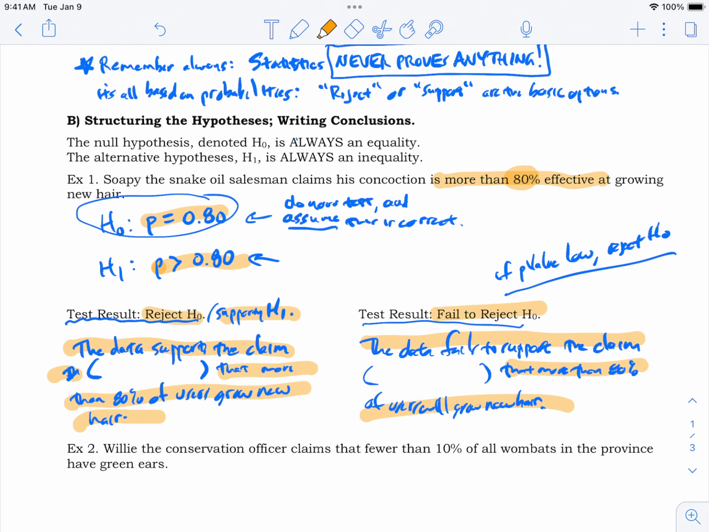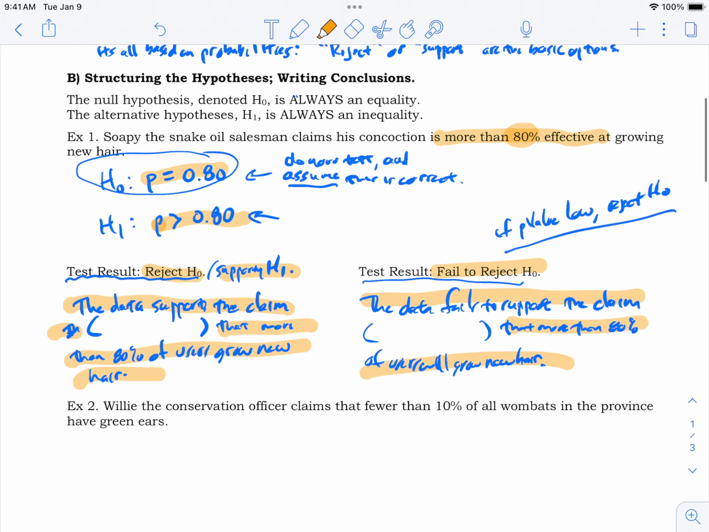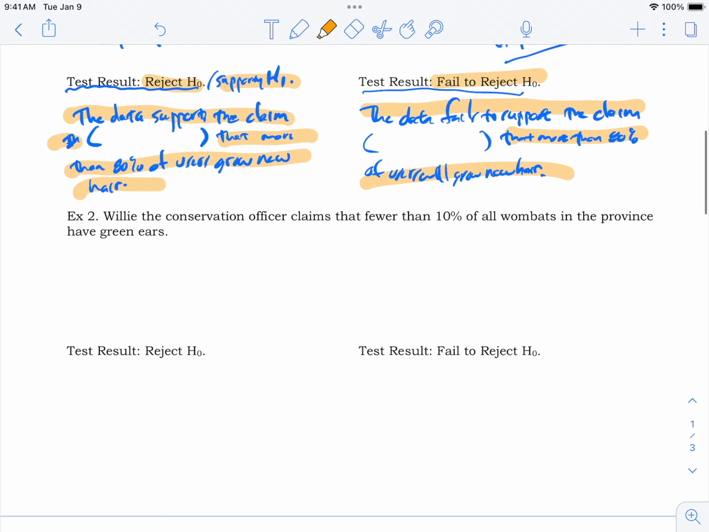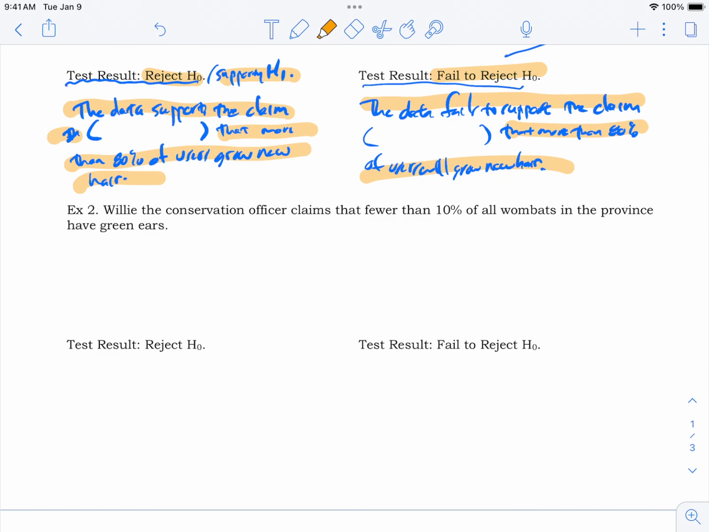I got two more of these under section B here. So let's look at this one. Willie, the wallaby conservation officer, claims that fewer than 10% of all wombats, he does wallabies and wombats, fewer than 10% of all wombats in the province have green ears. Okay, so notice there's the math part, fewer than 10%. So without even worrying about who's doing what with green ears or wombats or whatever, you have enough information just looking at that to write your two hypotheses.